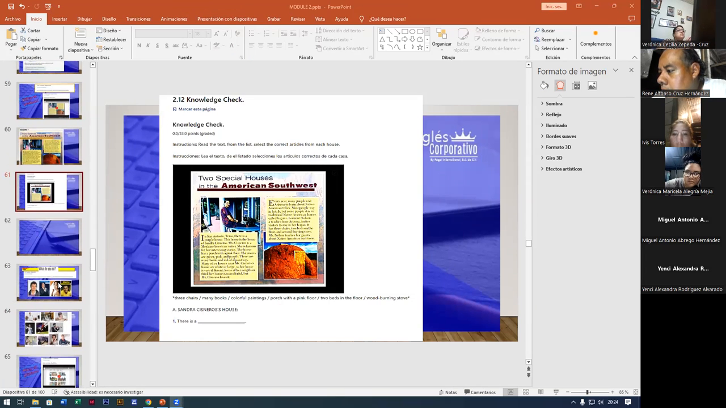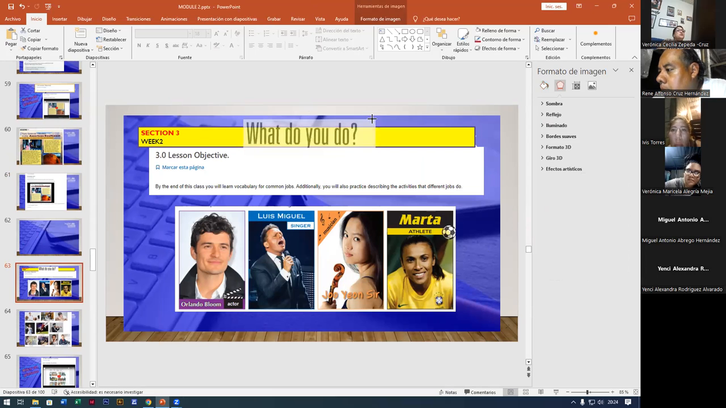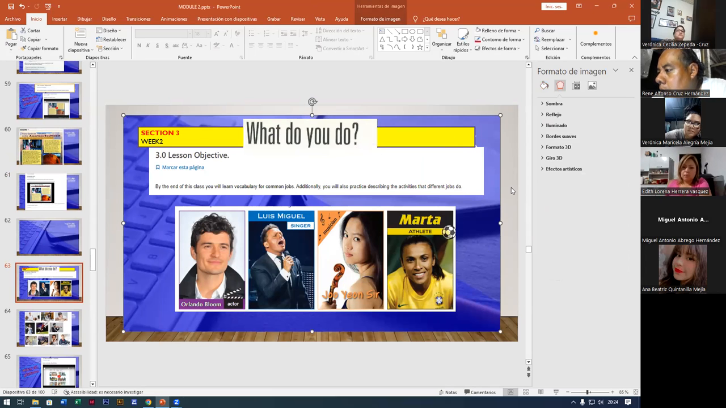Now we finished with that section. We'll continue with another one. This one is very interesting. It has to do with occupations and professions. The name of section three is "What do you do?" What we investigate with "What do you do?" What's your profession? What's your occupation?